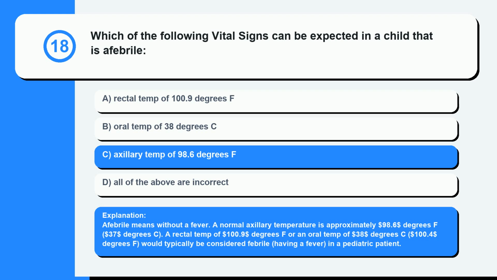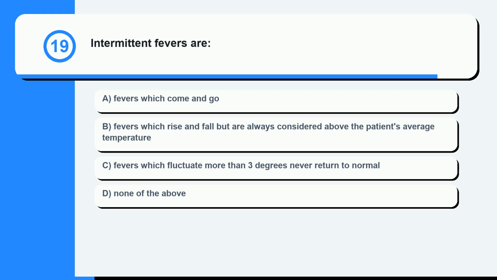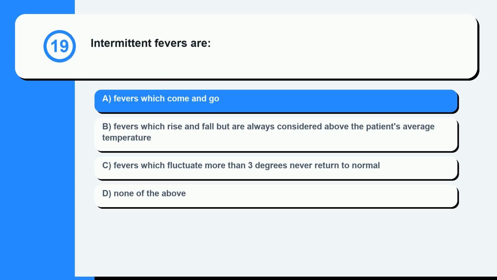Afebrile means without a fever. A normal axillary temperature is approximately 98.6 degrees F, 37 degrees C. A rectal temp of 100.9 degrees F or an oral temp of 38 degrees C, 100.4 degrees F, would typically be considered febrile, having a fever, in a pediatric patient.